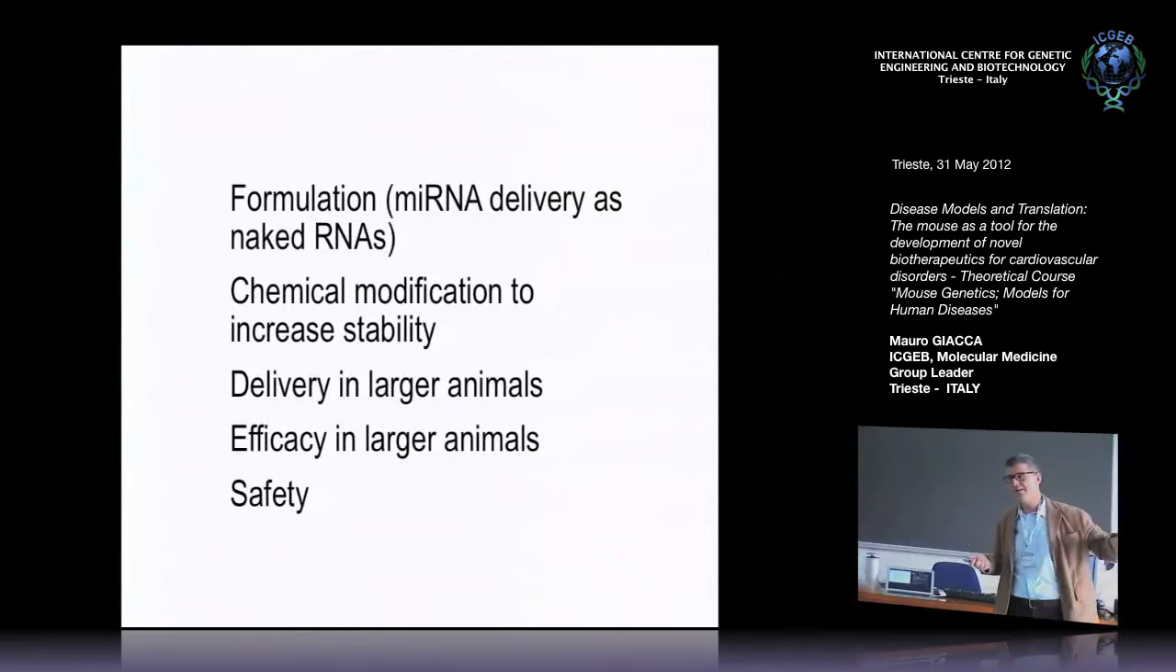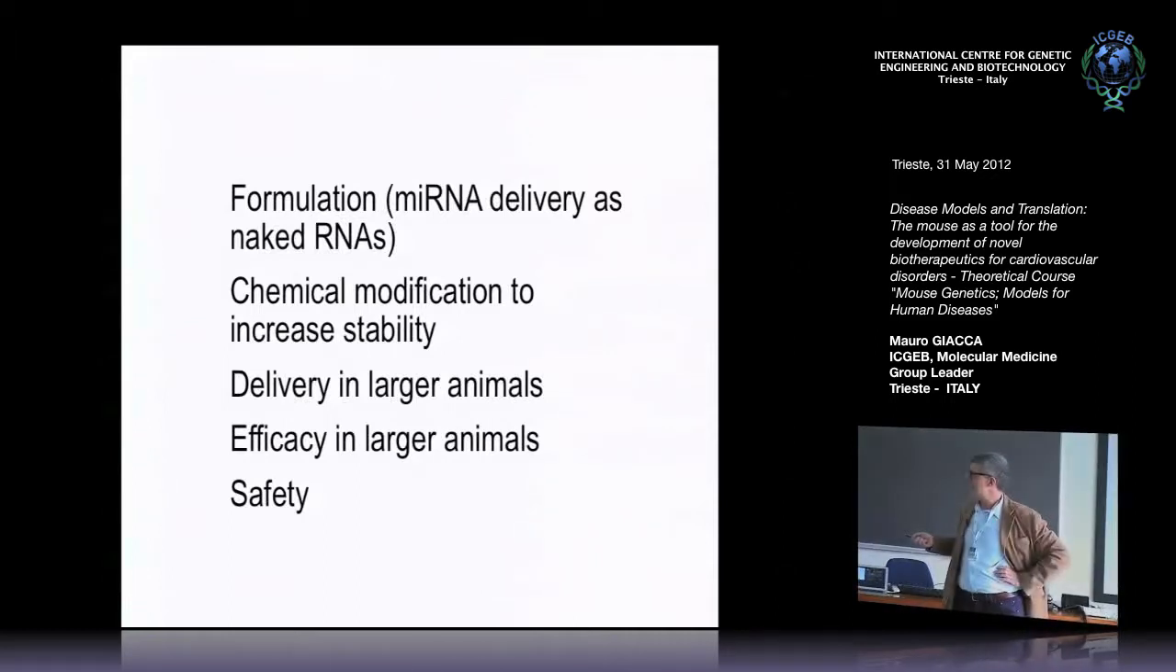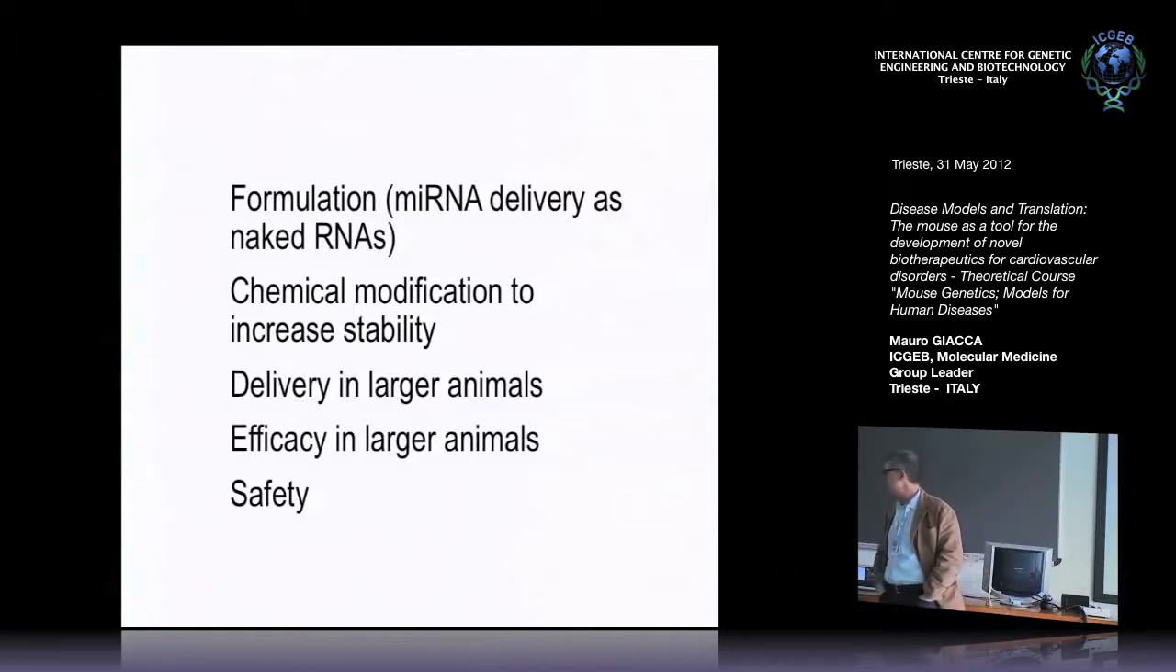We don't want to use AAV vectors for this application. I wouldn't like to have an AAV vector expressing a pro-proliferative microRNA for the rest of my life. And so basically we are going to use them as naked RNAs, but we have to chemically modify them to render them more stable and formulate them to facilitate penetration inside the cells. And then in collaboration with Fabio Recchia in Philadelphia and in Pisa, we will test them for efficacy in larger animals.